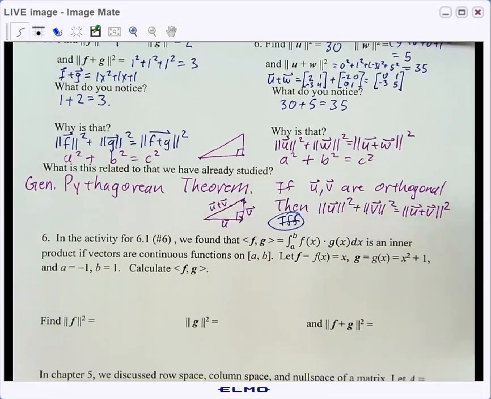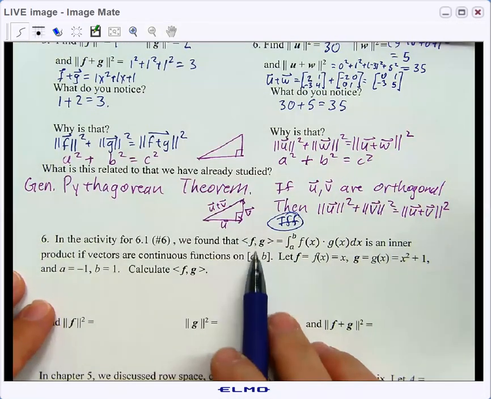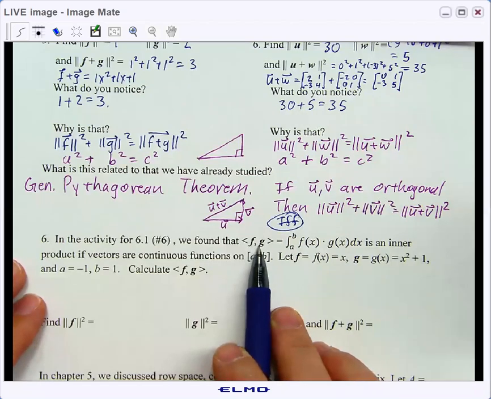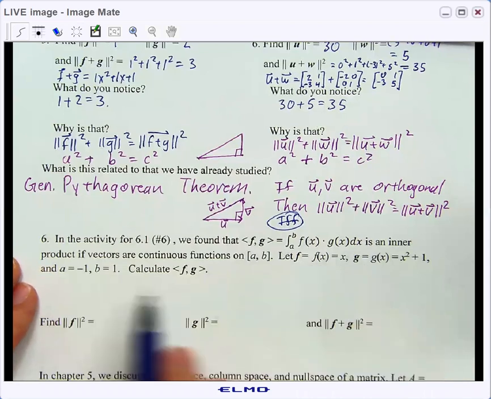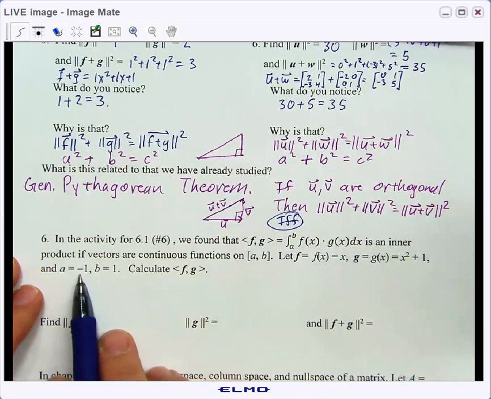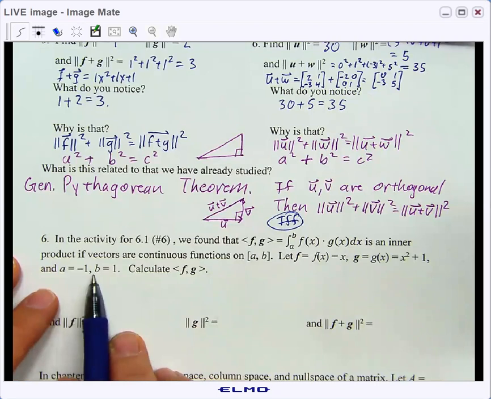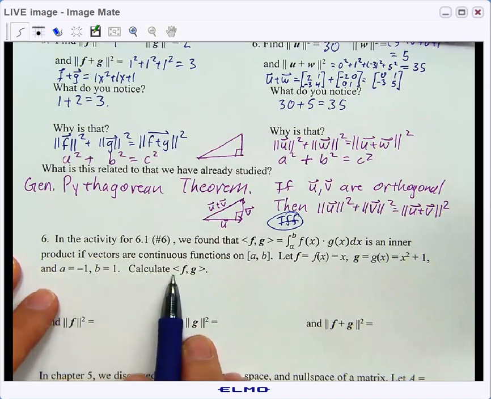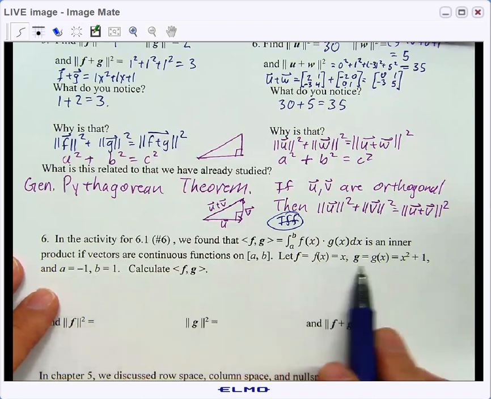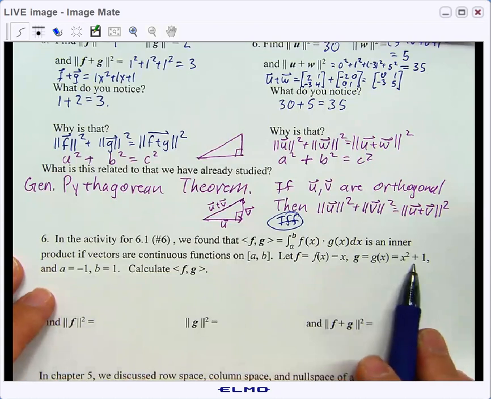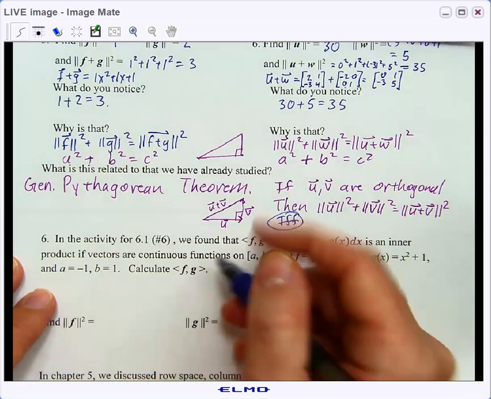So let's take a look at yet another example. In our last activity, number 6, we found out that the inner product of f and g defined as an integral is an inner product. We chose A to be -1 and B to be 1, and calculate the inner product of f with g, where the f vector is the f of x function, which is x, and the g vector is the g of x function, which is x squared plus 1. So let's do that.